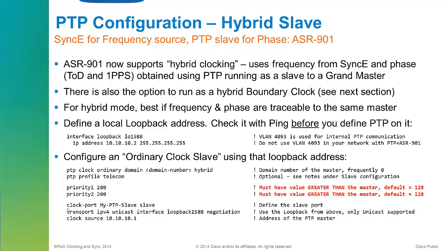So really the only difference here from an ordinary slave is to put the keyword hybrid here, and this means that it's now going to accept the CLI to define a SyncE as a frequency input. So again, all the same things as before. We define a loopback address. We have the priority wants to be greater than the master. We still define a slave. The only difference is the addition of the word hybrid.